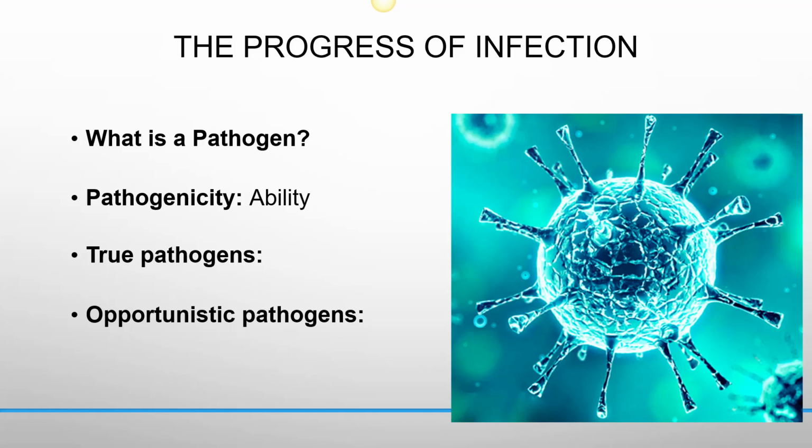True pathogens can cause infection in even healthy people, while opportunistic pathogens can only cause infection in people with a decreased immune system, or the very young, the very old, or one of those other things that I talked about on the previous slide. In other words, they wait for the opportunity to cause an infection.